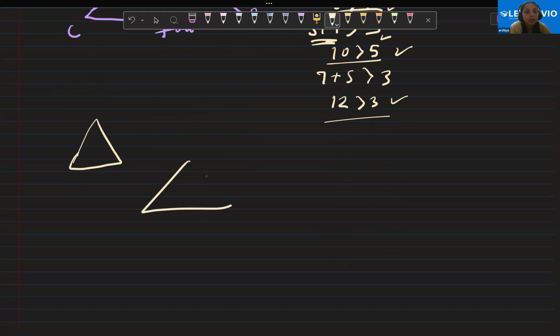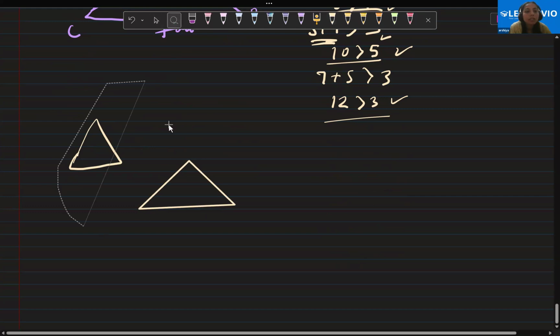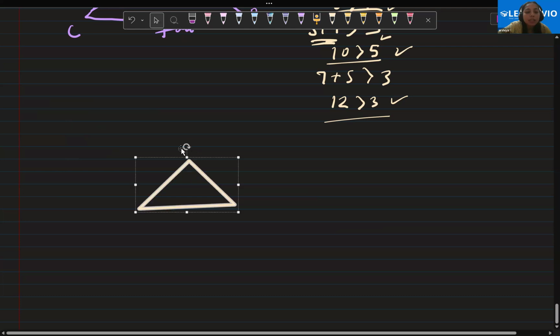Let me draw another one. So let's say I have this triangle, and one of the sides is 2 centimeters, the other is 3, and the last one is a little bigger, which is 8.